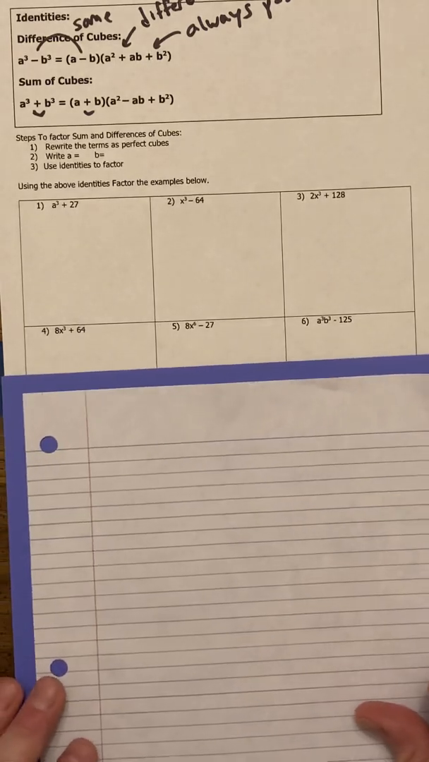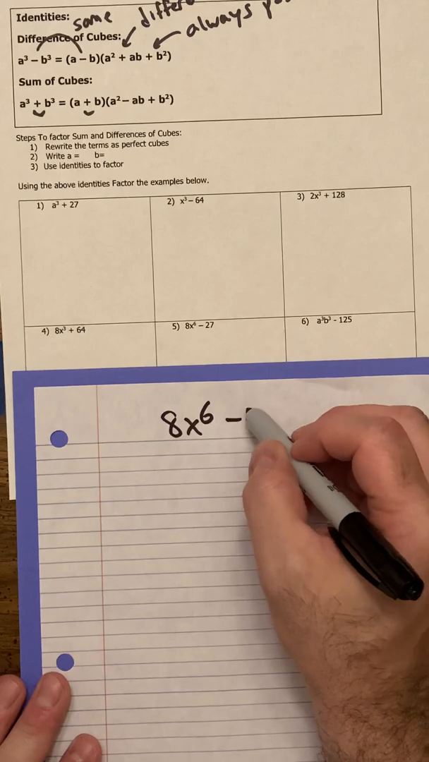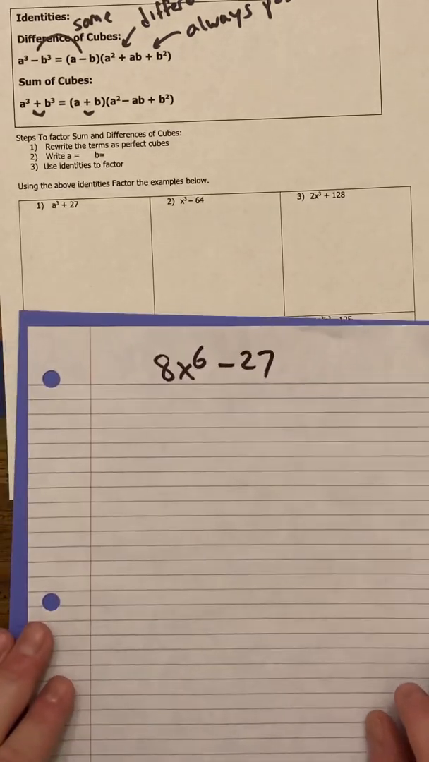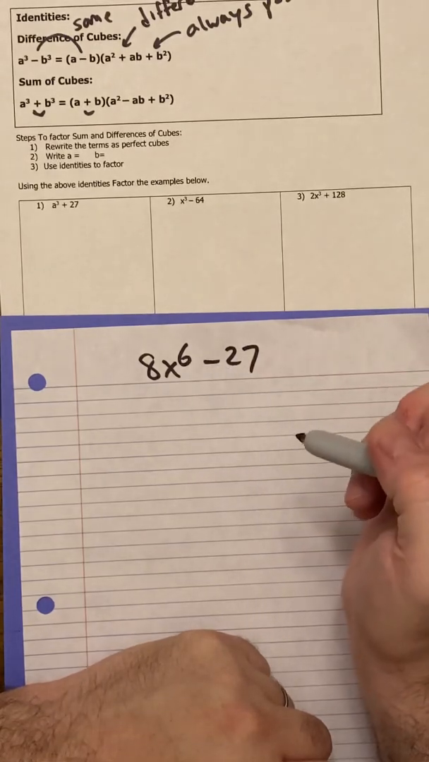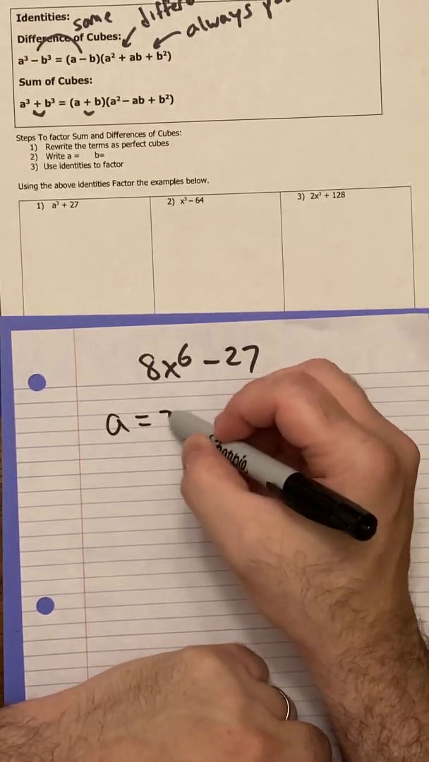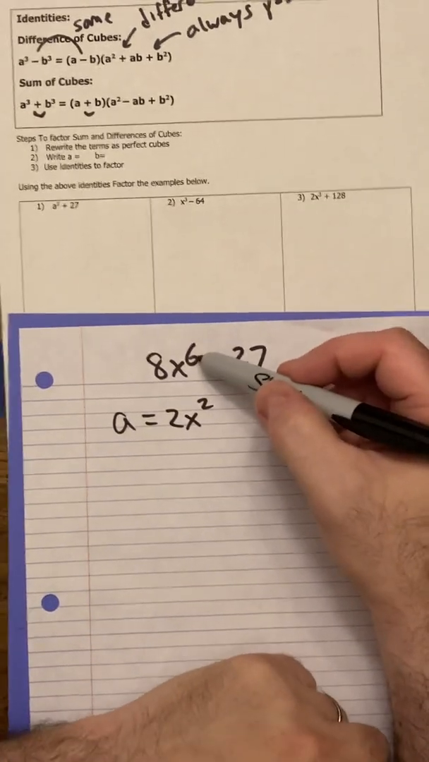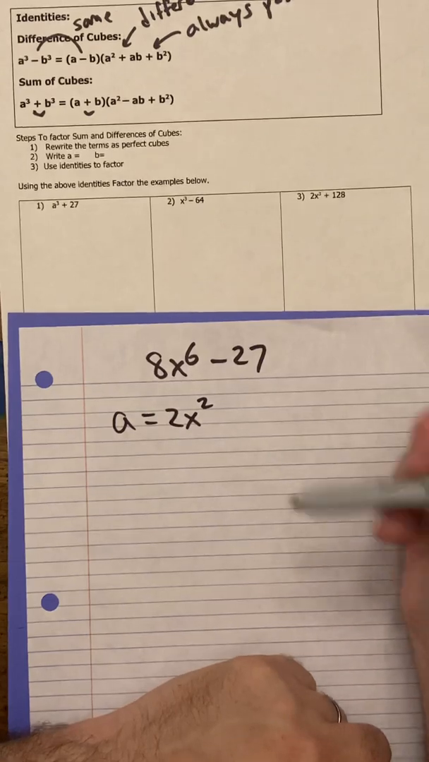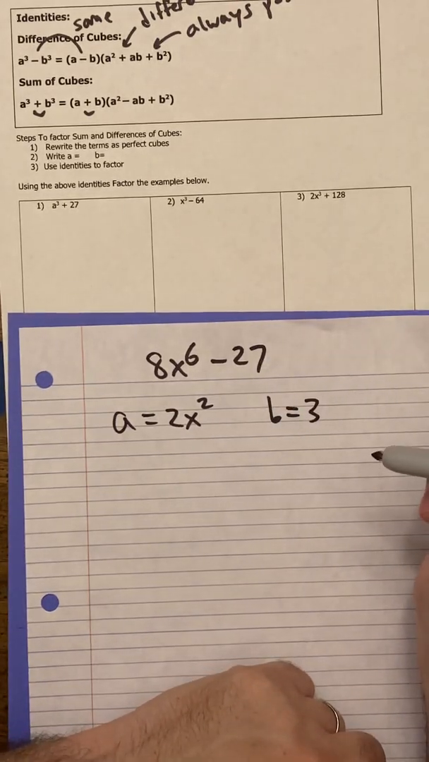8x to the 6th minus 27. That's a little different. 8x to the 6th minus 27. So let's think this through. 8's a perfect cube. X to the 6 is a perfect cube. 27 is a perfect cube. A is going to be 2x squared. Why is that? The cube root of x to the 6th is x squared. B is going to be 3. The cube root of 27 is 3.